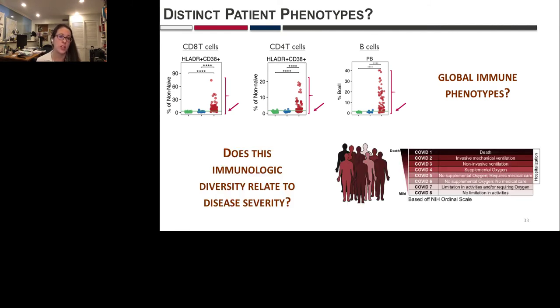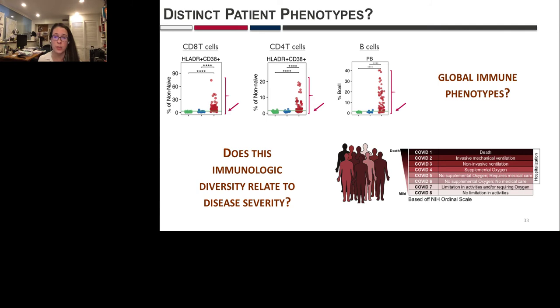And a related question was, how does this immunologic diversity relate to various clinical manifestations and specifically disease severity? So Dr. Nula and her team had scored these individual patients based on the NIH Ordinal Scale. Score 8 was the least severe, and these individuals had no limitations in their activities at all. But COVID score 1 meant that the patients had very severe disease and had succumbed to the disease.